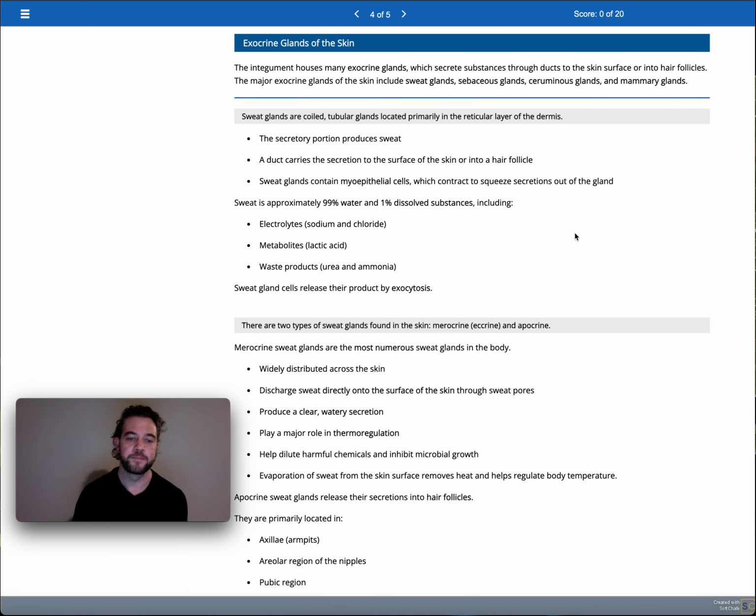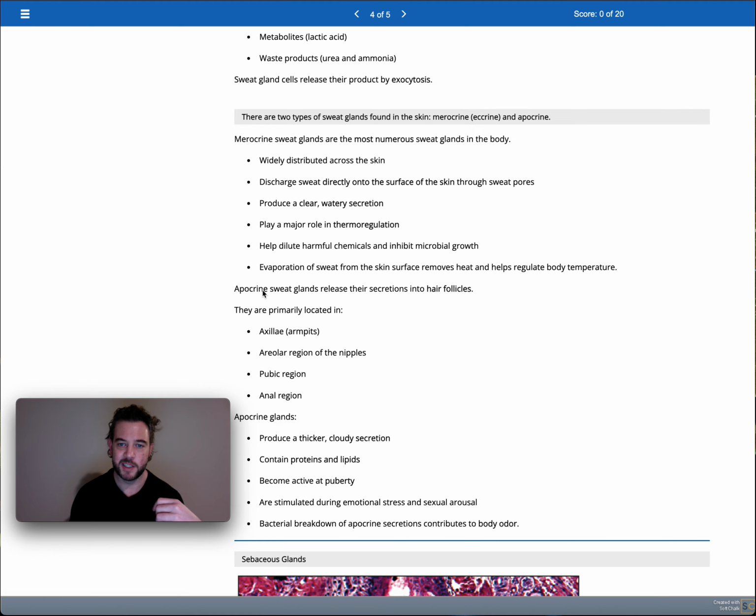So what you need to know is that there are two types of sweat glands. You have merocrine and you have apocrine sweat glands. Merocrine are also called eccrine, but you don't hear that as much; mostly you hear merocrine and apocrine. Merocrine and apocrine refer to how they actually release their secretions. It's just talking about their method of function.